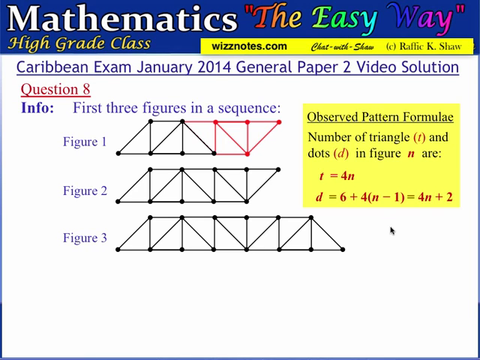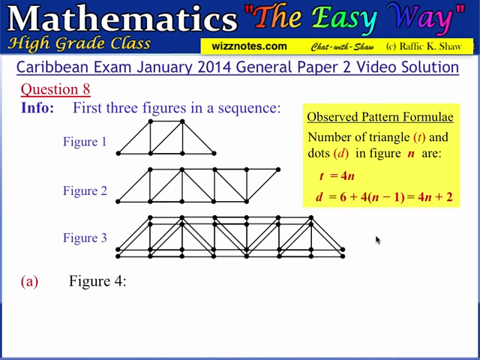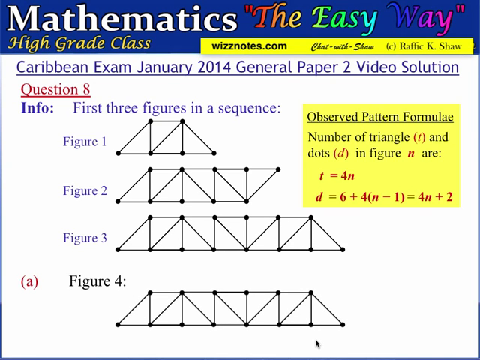Now that we have made these observations, we can remove this and proceed to answering the questions. The first part wants us to draw figure 4. To draw figure 4, it's a simple matter of adding 1 additional trapezium to figure number 3. So we can start with figure number 3. And this is it. This is our figure number 3. We are going to add 1 more trapezium consisting of 4 triangles and 4 dots. The parallel sides will be 3 units long here and 1 unit long here.